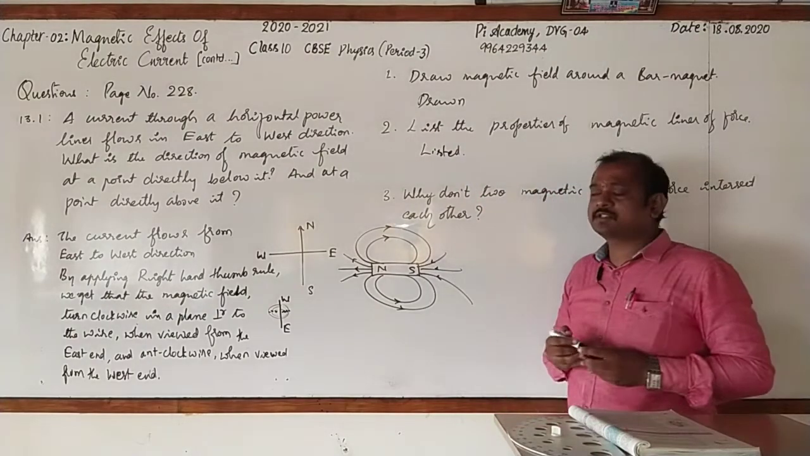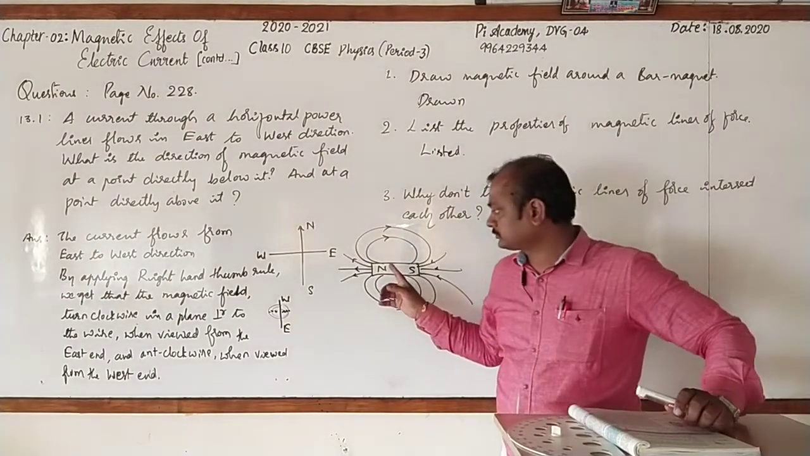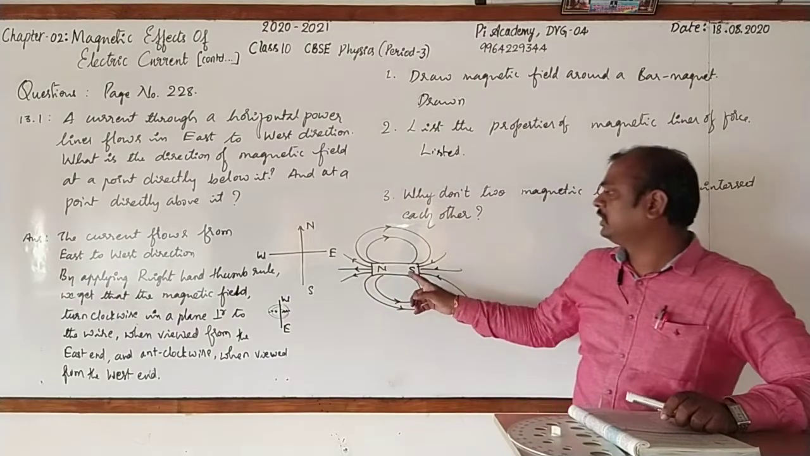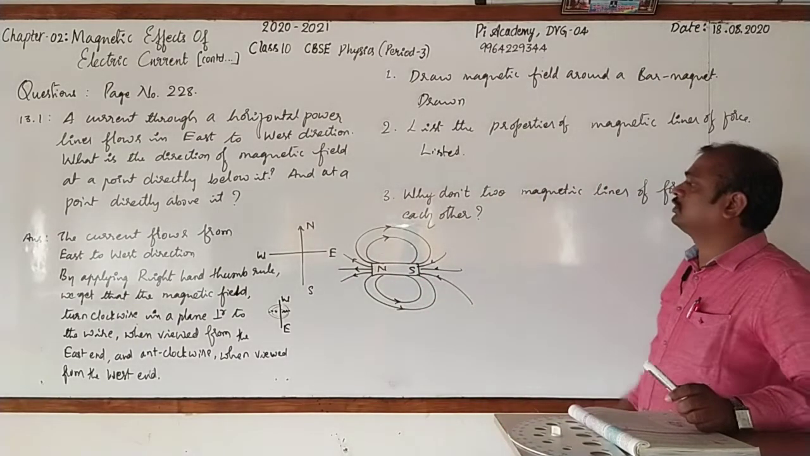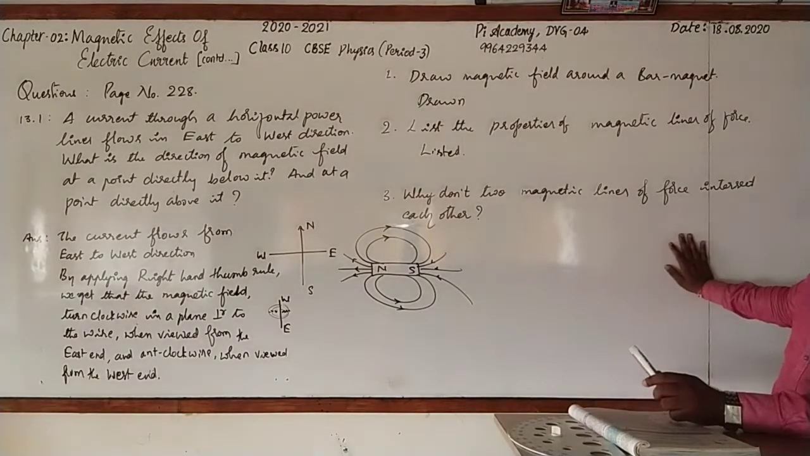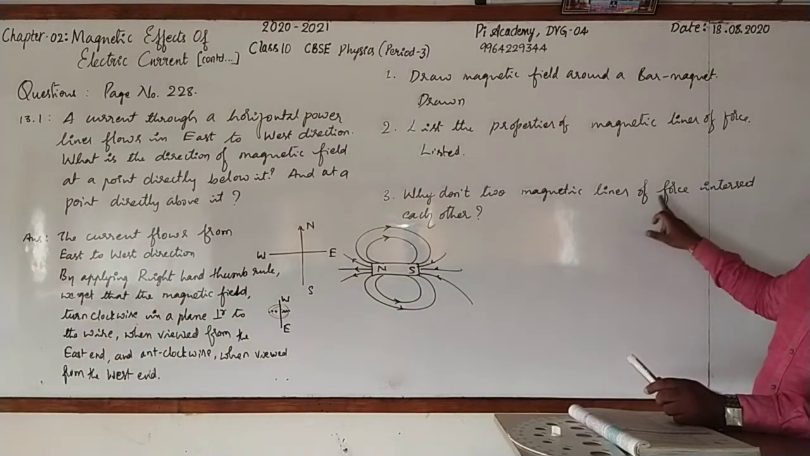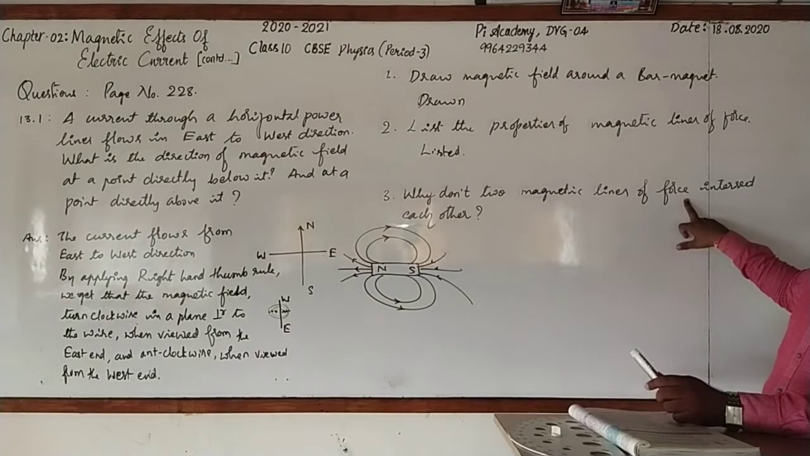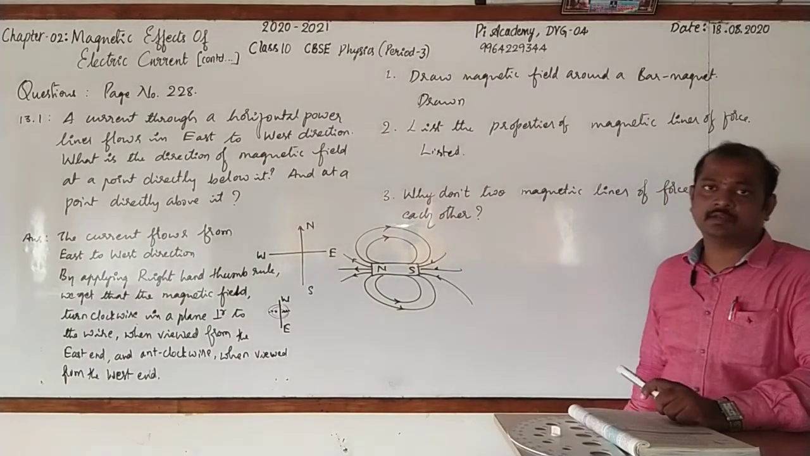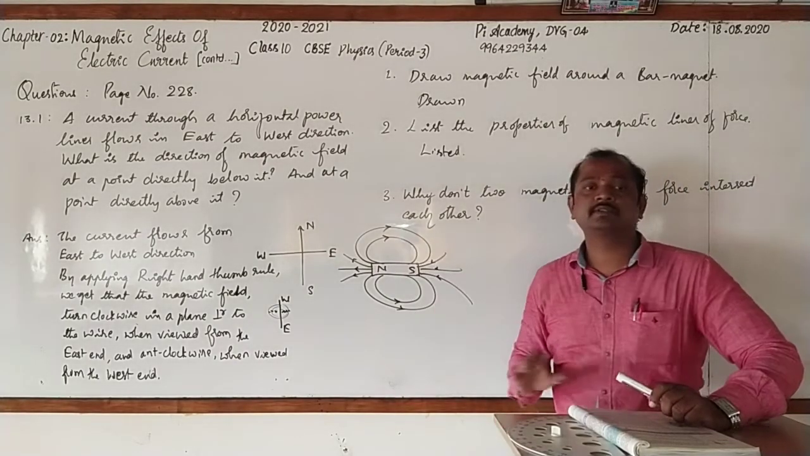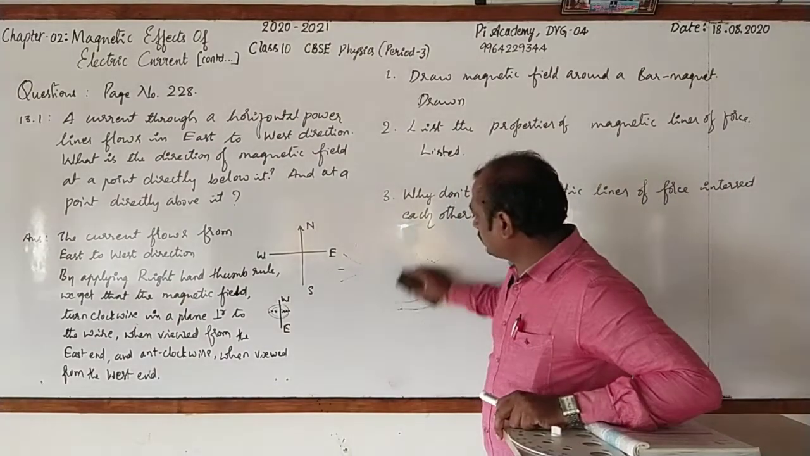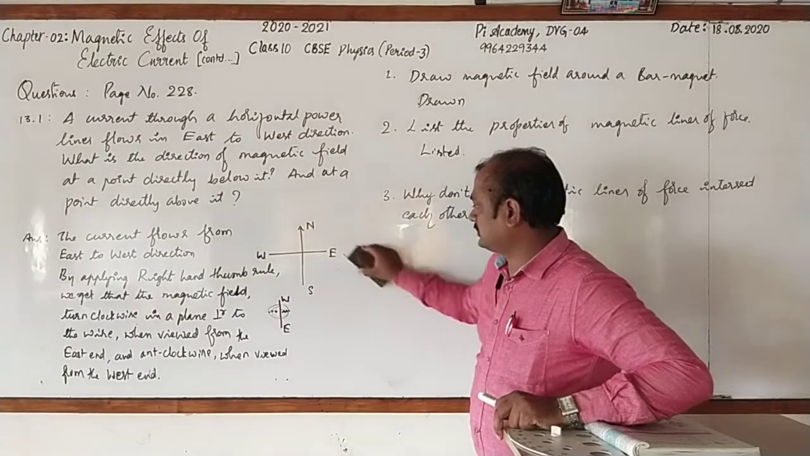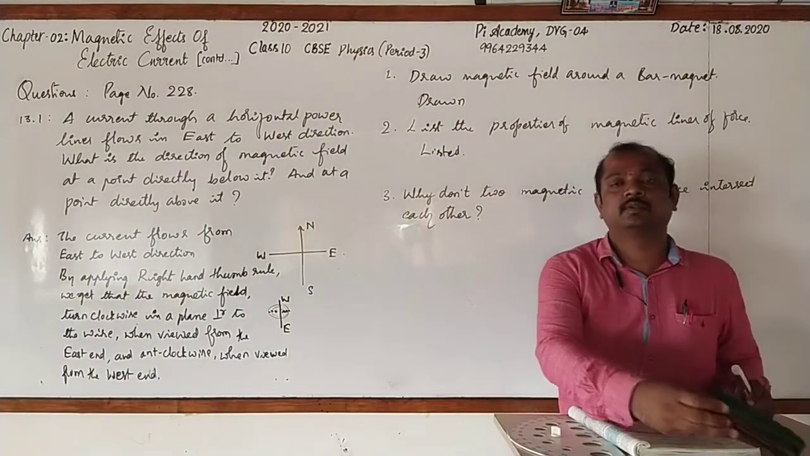And conventionally we say that lines of force start at the North Pole and end at the South Pole. Next, why don't two magnetic lines of force intersect each other? I have already told you the lines of force do not intersect each other. We have to write the reason for that. Okay, let me write that.